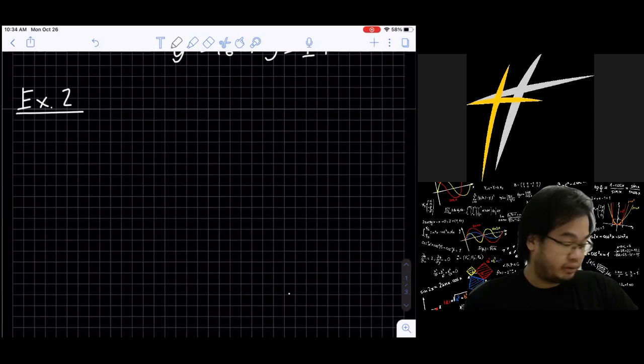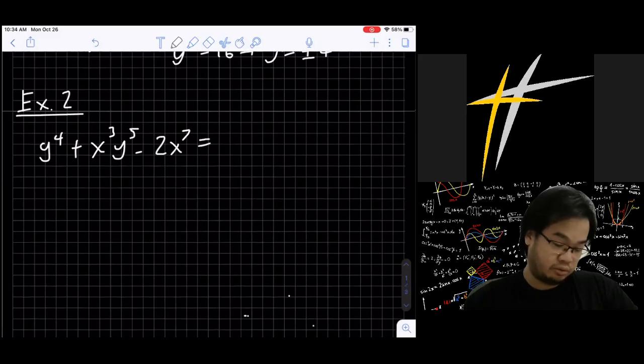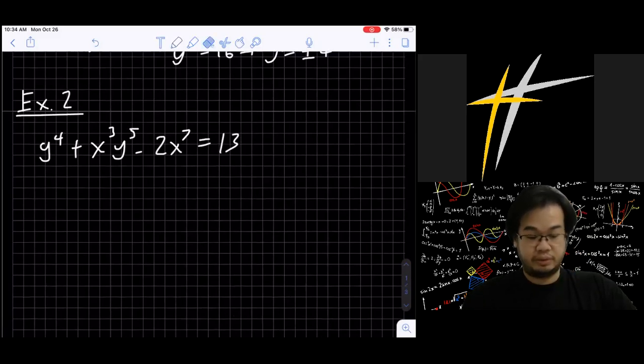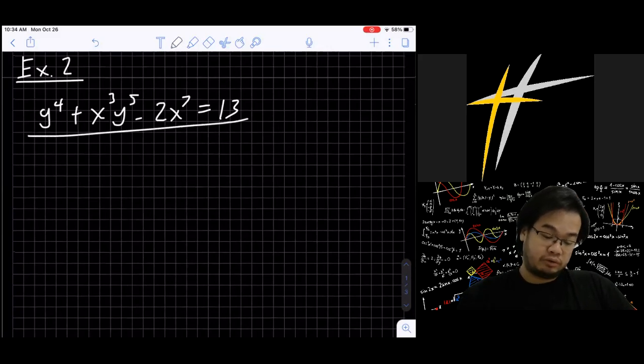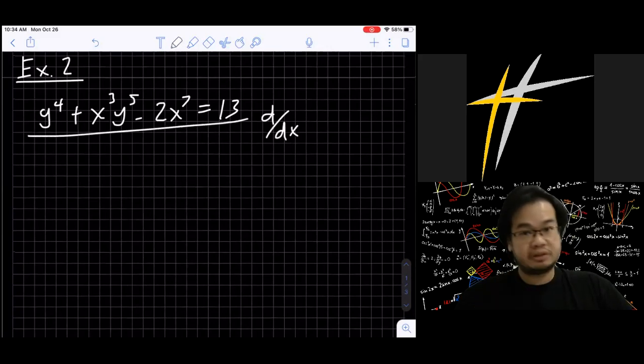Find dy dx for the implicit relation y power of 4 plus x cubed y power of 5 minus 2x power of 7 equals 13. Basically you need to find out the dy dx. It means you want to find the derivative of y with respect to x. So the technique is to derive both sides with respect to x. Remember this step? I used this step when I tried to find the formula for the derivative of exponential function. Derive both sides with respect to x, right?